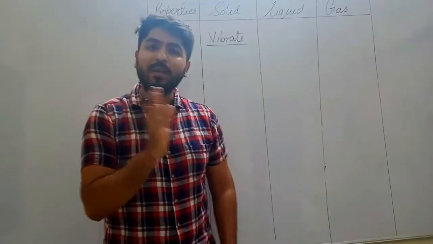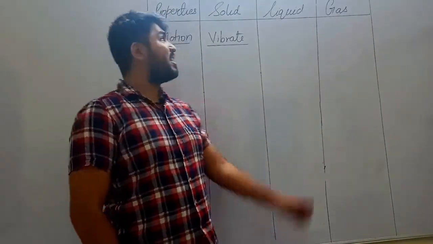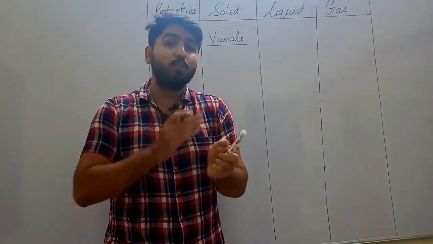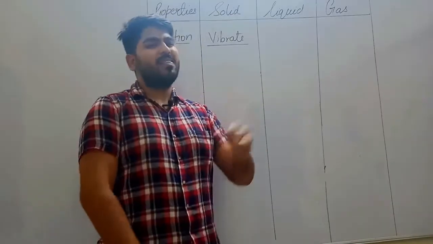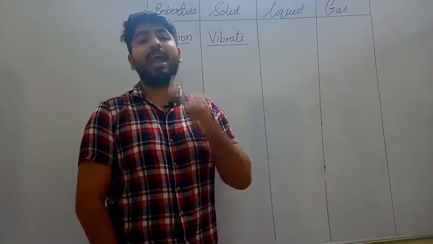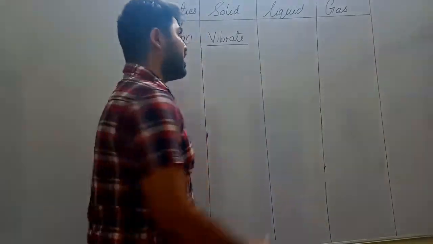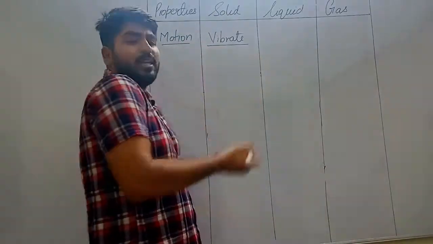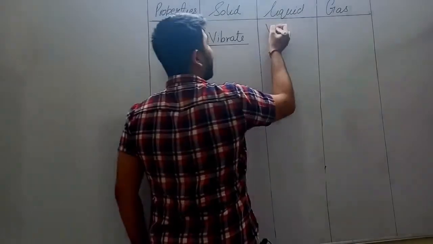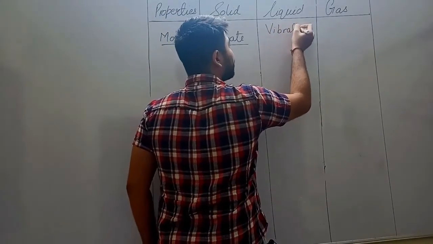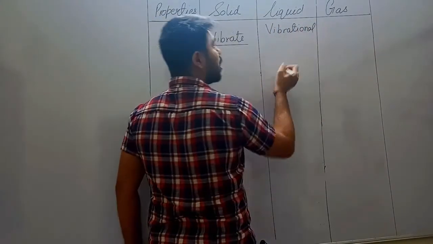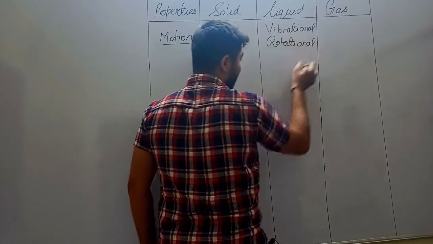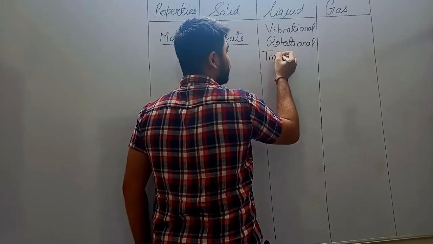They just vibrate at their own position. Whereas in liquids, the particles have some space, they can move, they can slide over one another. That's why they are free to move. They have freedom of motion. So that's why in liquids, the particles show all the three types of motion, such as vibrational motion, rotational motion, as well as translational motion.